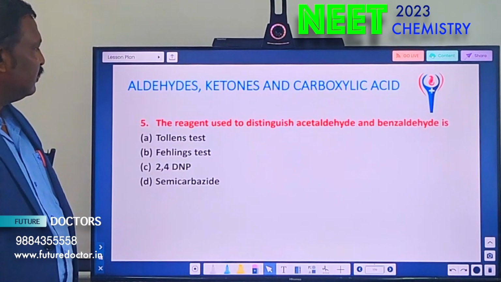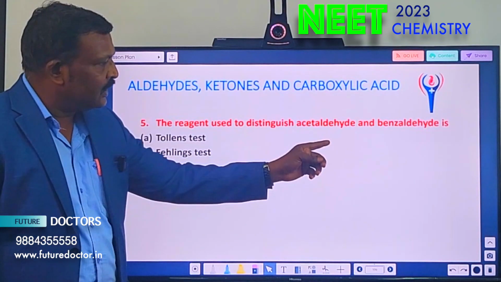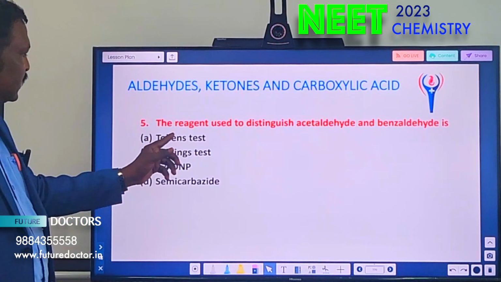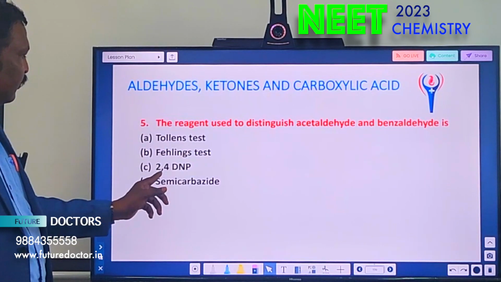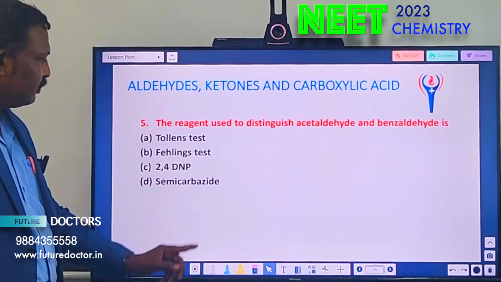Next one, fifth question. The reagent used to distinguish acetaldehyde and benzaldehyde is dash. Option A, Tollens' test. Option B, Fehling's test. Option C, 2,4-DNP. Option D, semicarbazide.